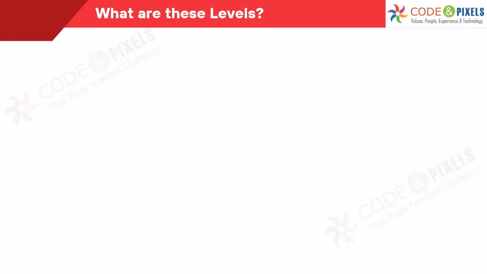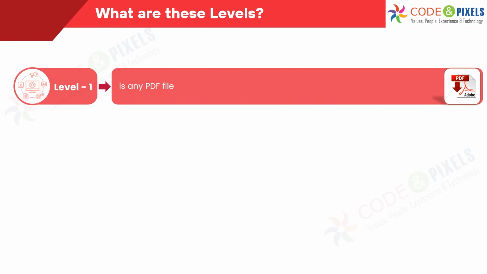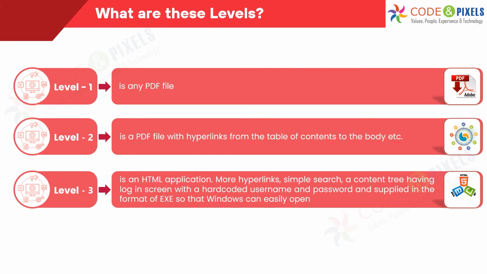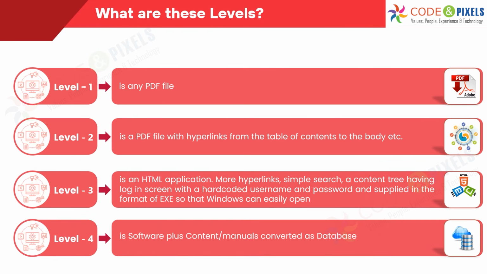What are these levels? Level 1 is any PDF file. Level 2 is a PDF file with hyperlinks from the table of contents to the body, etc. Level 3 is an HTML application. More hyperlinks, simple search. A content tree having a log-in screen with a hard-coded username and password and supplied in the format of exe so that Windows can easily open. Level 4 is software plus content or manuals converted as database.